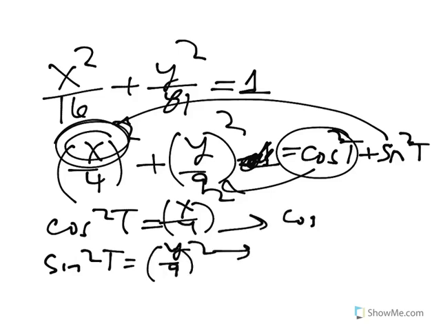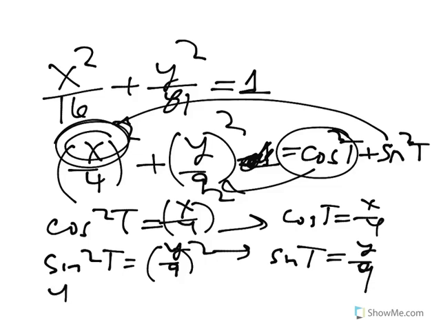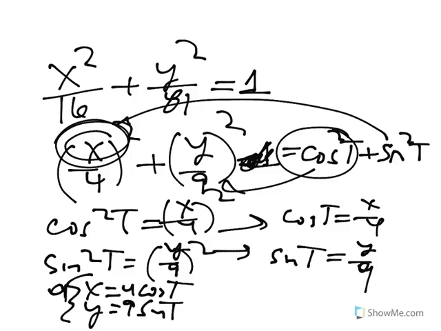Those turn into cosine t equals x over 4, and after I take the square root of both sides, sine t equals y over 9, and then multiply both sides by 4 and 9, so we end up with x equals 4 cosine t, y equals 9 sine t. So that's how you can introduce the parameter in the ellipse equation. Okay, that gives you just a basic idea of what parametric equations are.